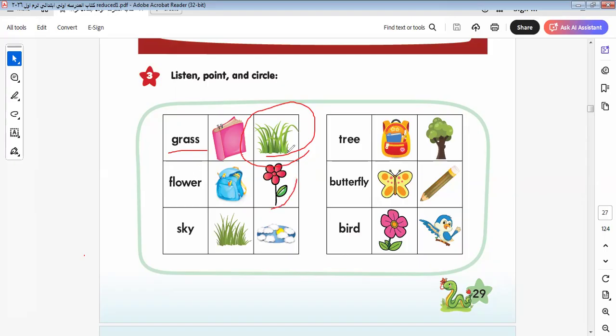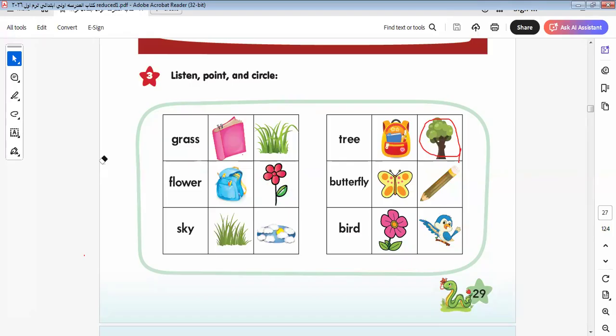Flower. Which one is flower? This one. Sky, which one is sky? This one. A tree, which one is tree? This one. Butterfly, this one. A bird, this one. All these are things related to these words. So here we have grass, flower, sky, tree, butterfly, and bird. Let's go to the next lesson.